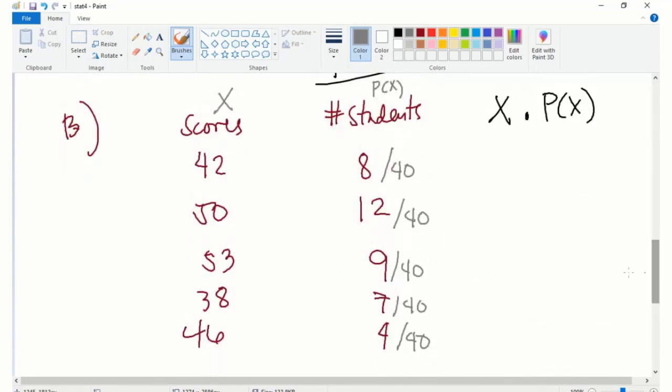So let's try this one. I hope you have your calculators with you because I am using my phone. I'm just using my phone. So, i-times natin, no? So, 42 times 8 over 40, 8.4. And then we have 50 times 12 over 40, 15. And then we have 53 times 9 divided by 40.